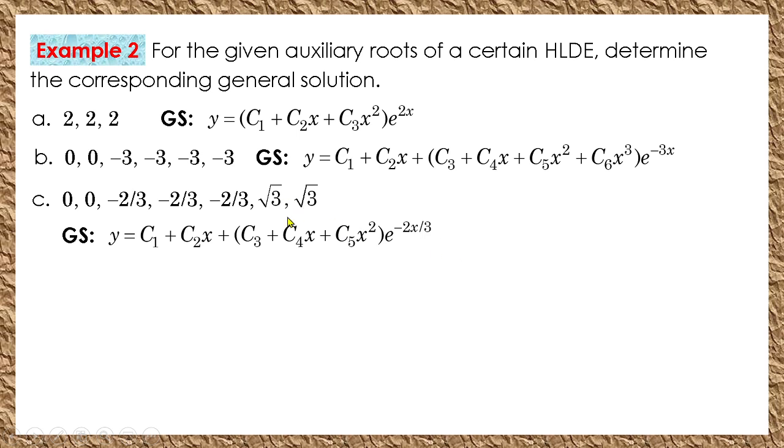Oh, what about the third set? How many times it is repeated? 2 times. So what do you expect? How many terms? 2. So we now have C sub 6 kasi C sub 5 na to. C sub 6 plus C sub 7x multiplied by e to the square root of 3x. O ganyan lang mag-form ng solution. Ang dali. Okay?